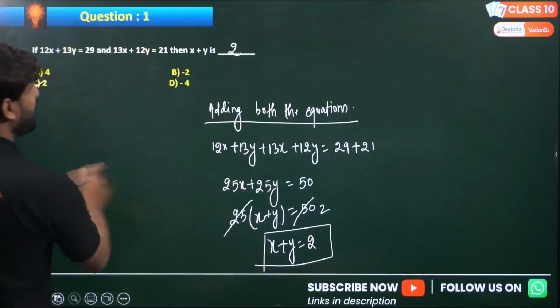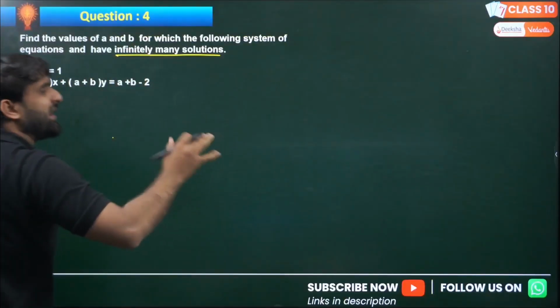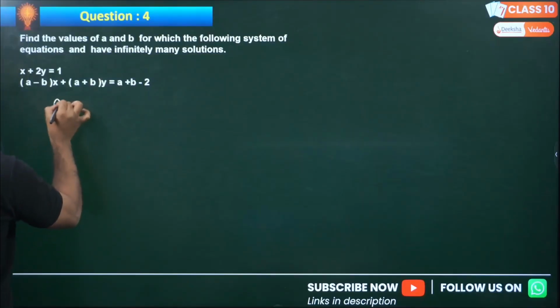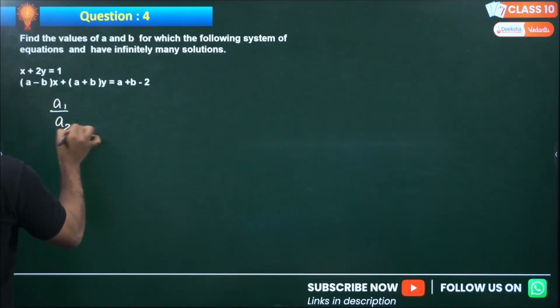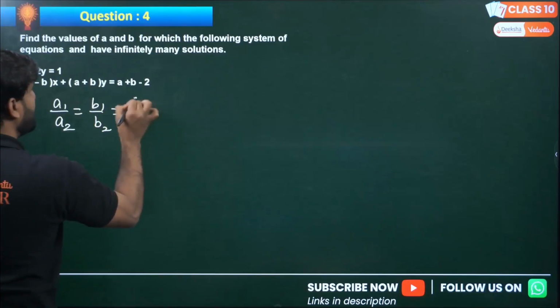So if the question is already given to you, yes, the given equations have infinitely many solutions, so you can write A1 by A2 will be equal to B1 by B2 will be equal to C1 by C2.